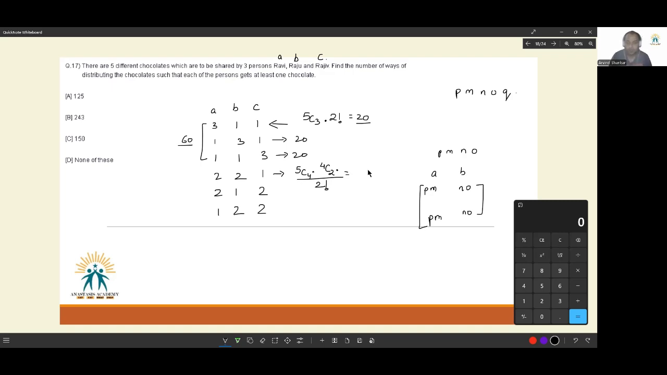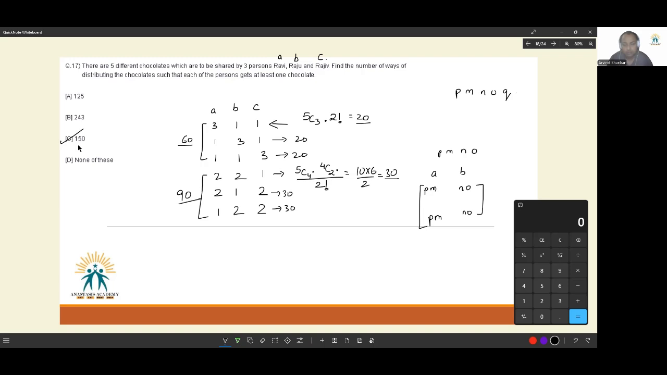This gives us 10 into 6 by 2, which is equal to 30. And once this is 30, this will also be 30. This will also be 30. For these 3 cases, I get an overall storyline of 90. 60 plus 90, the final answer will be 150.